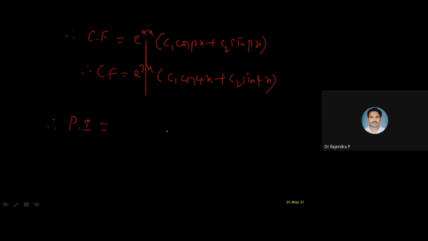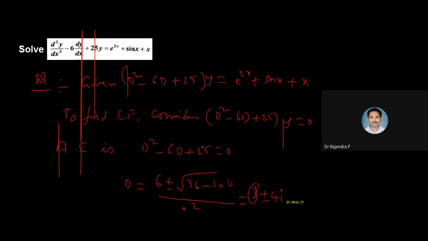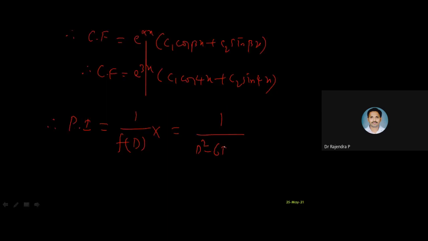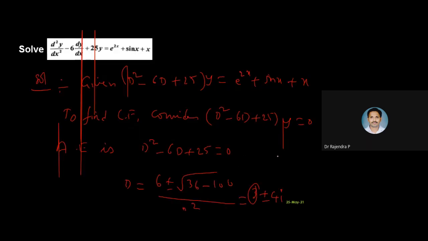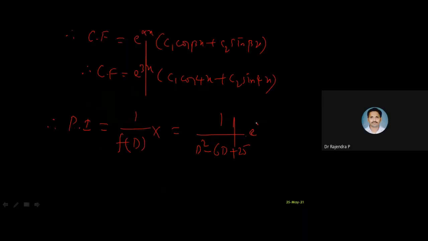To find your particular integral, 1 by f of D into X form. If you see in this problem, 1 by f of D, that is 1 by D square minus 6D plus 25 into X. What is X here? e to the power of 2x plus sin x plus x. What do we observe here? Anybody? It has exponential form, trigonometric form and algebraic form also. So all three cases are involved here, right?